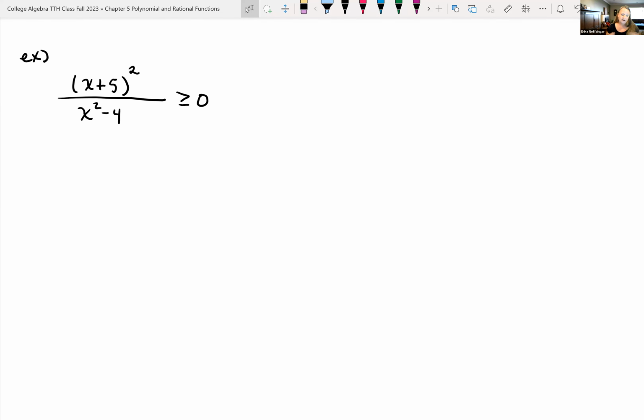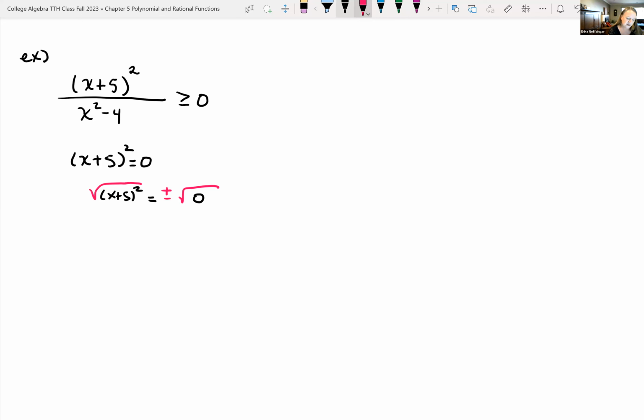We want to find out where this was equal to 0, and we want to find out where it's undefined. So we want to find out where our denominator is equal to 0. And so I know that x plus 5 quantity squared equals 0. Well, if I took the square root of both sides using the square root property, I would have the square root of x plus 5 quantity squared equals, don't forget that plus or minus in front of the radical. In this case, it doesn't matter, but in other cases it does.